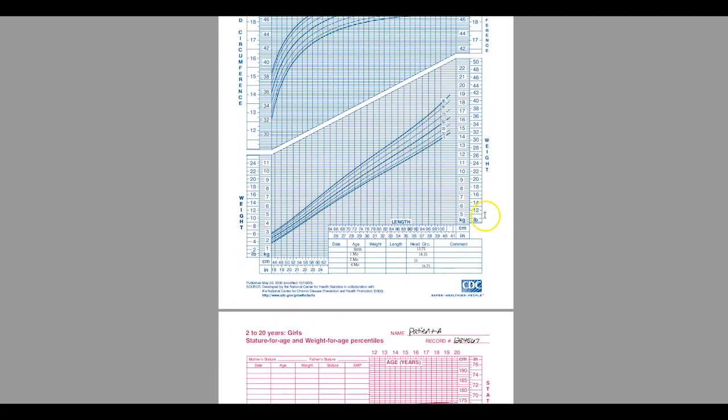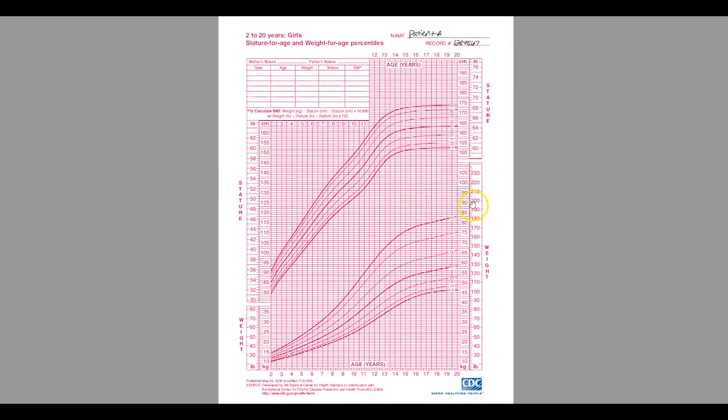And then the last chart that I have here for you is the 2 to 20-year-old girl chart, stature for age and weight for age percentile. I probably won't do a whole lot with this one because these aren't used all that often, but I did want you to be aware that it is out there. And also, just as is the case for the other charts, this is available for boys as well, for ages 2 to 20 years also.